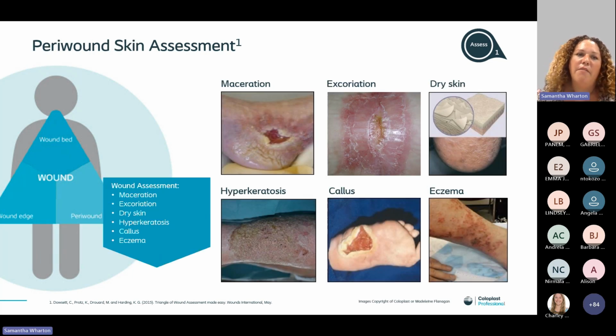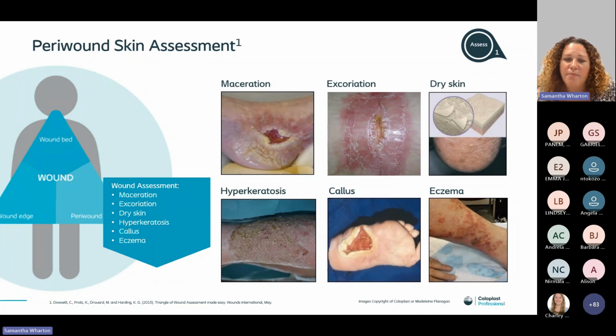And then we look at that peri-wound skin. So again, we're looking at that maceration. So on this photo, you can see you've got lots and lots of maceration around the wound edge, but then also down to the heel, you can see that maceration. It's sodden. It's so full of moisture, and that skin's just breaking down.